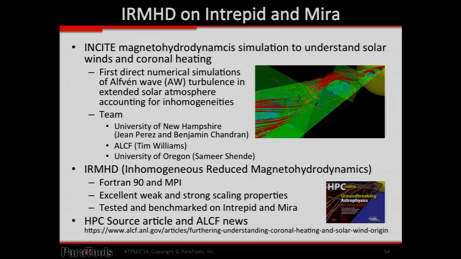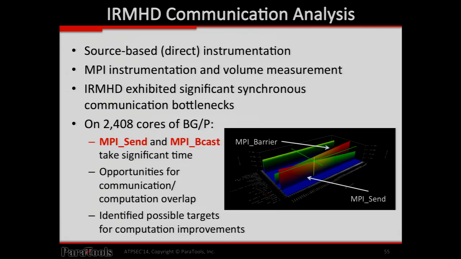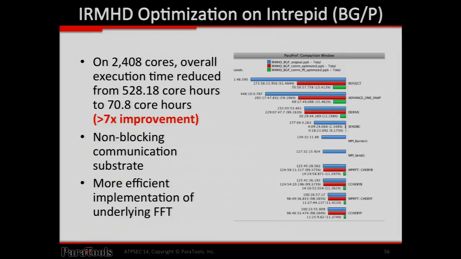Another example is one that happened here at Argonne. This is the IRMHD code, and it made the cover of HPC Source magazine because of the degree to which we were able to improve this code. Again, we looked at it in the 3D viewer, and we could see that there's this nasty relationship between MPI send and barrier, almost the same story. By the time we were able to apply similar fixes, we were able to get the code to run 7 times faster.